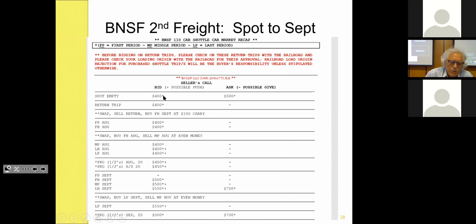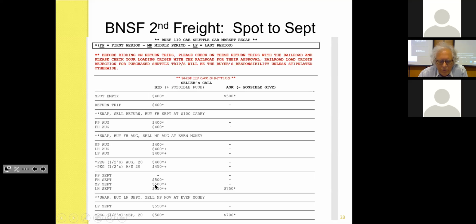A few weeks ago, that was close to zero. It spiked up recently, and I'm sure that's because of the recent Chinese purchases and other purchases of corn. But as we look forward, you can see it stays pretty flat at about $400 a car until we get out into September. It goes up to $500 a car.